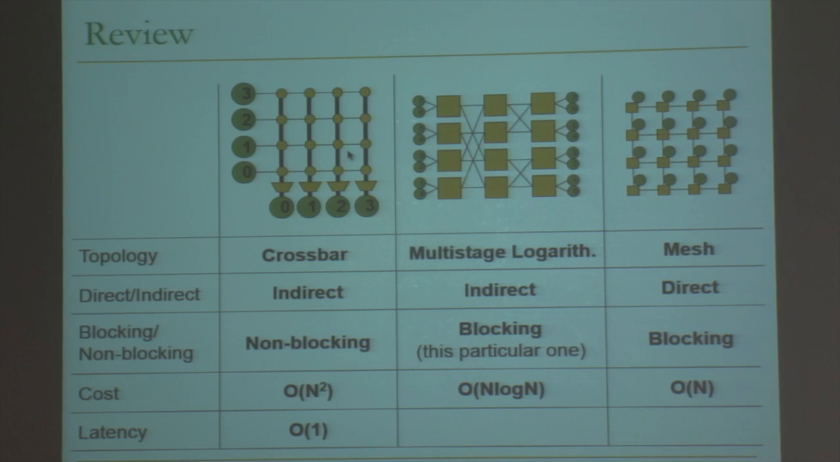So the crossbar has a fixed latency. Anywhere you want to go, it's one hop away. Multi-stage logarithmic is log n, as this is actually what the name refers to. You can get there in log n steps because they have log n stages.